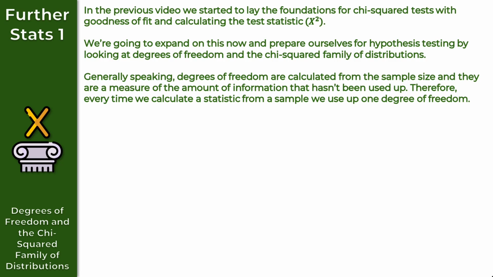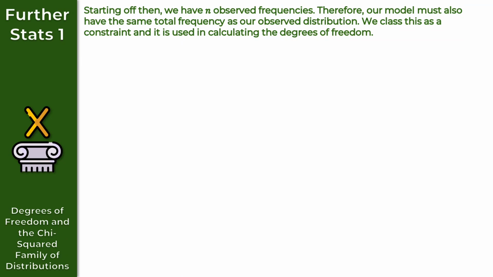Generally speaking, degrees of freedom are calculated from the sample size, and they are a measure of the amount of information that hasn't been used up. So every time we calculate a statistic from a sample, we use up 1 degree of freedom. Starting off, let's say we have n observed frequencies. In that case, our model must also have the same total frequency as our observed distribution. We class this as a constraint, and it is used in calculating the degrees of freedom.